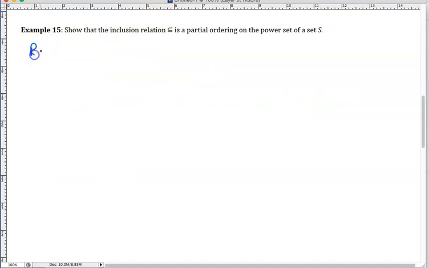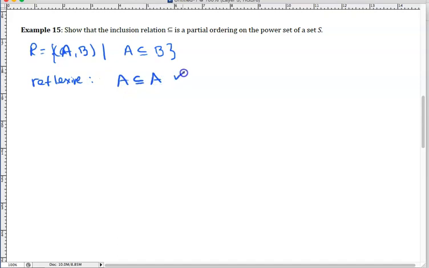Let's look at one more relation. We're looking at these sets of points right here. The inclusion or subset relation is a partial ordering on the power set of a set S. So our elements are pairs of sets, which are subsets of a power set, and this is the relation between those sets. Let's look at the reflexive property. For this to be reflexive, a set has to be a subset of itself, which it is.